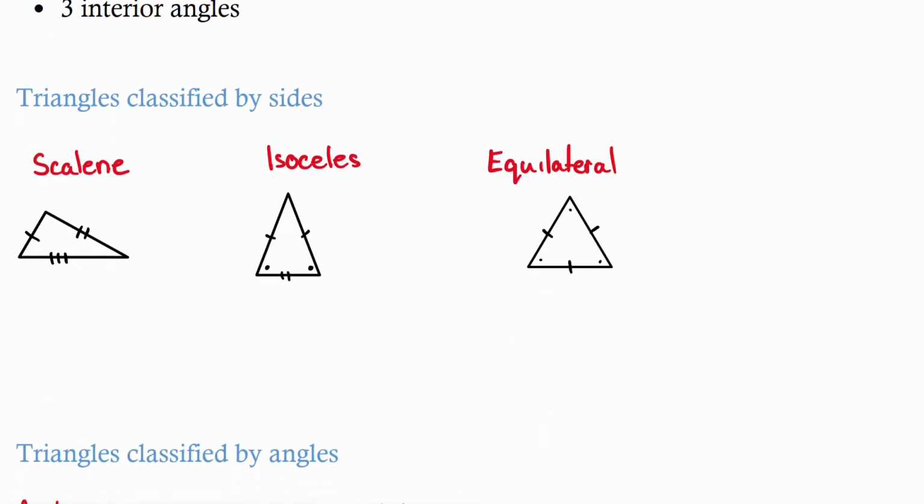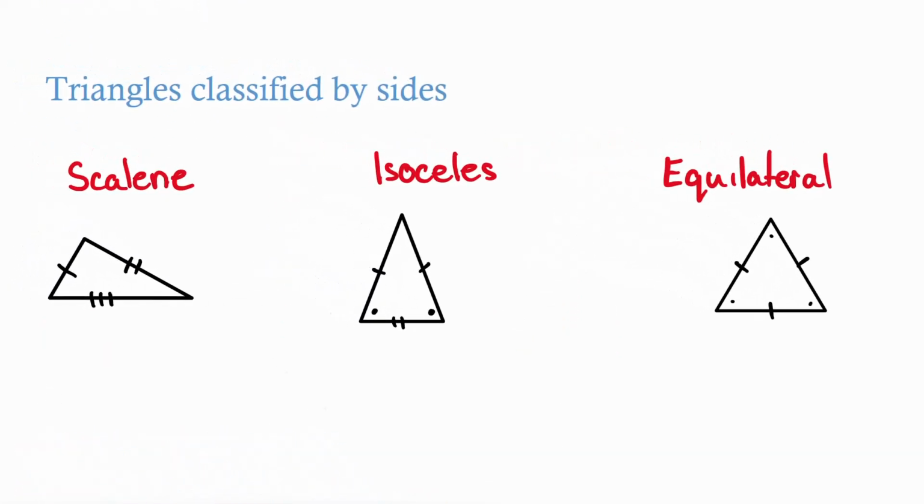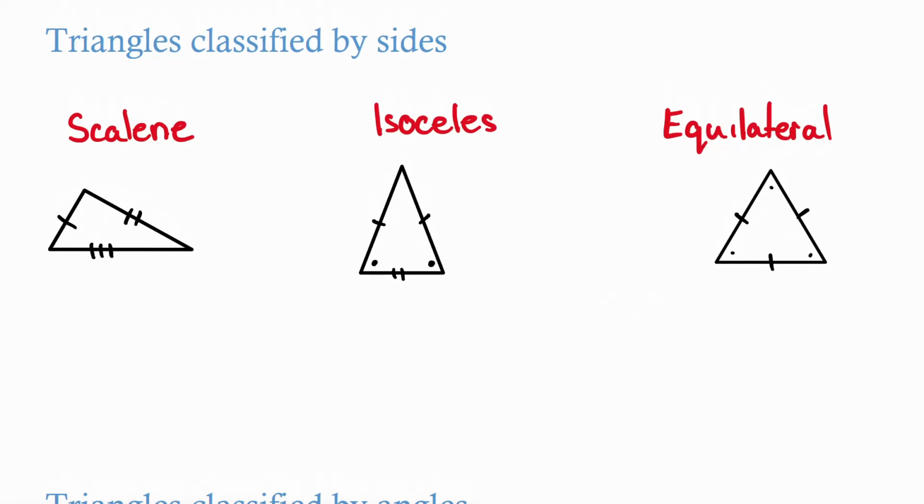So we're going to look at these, but the first one we're going to look at is when we classify them by sides. So the first type of triangle we're talking about is just your basic triangle. It's a scalene. All the sides are different.